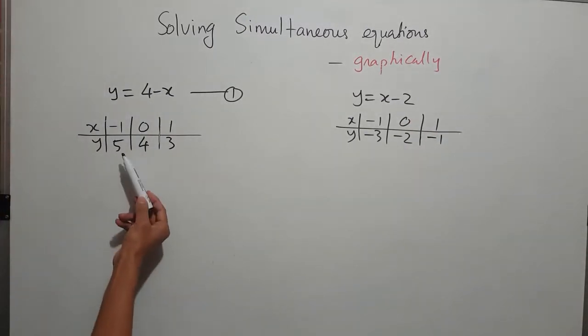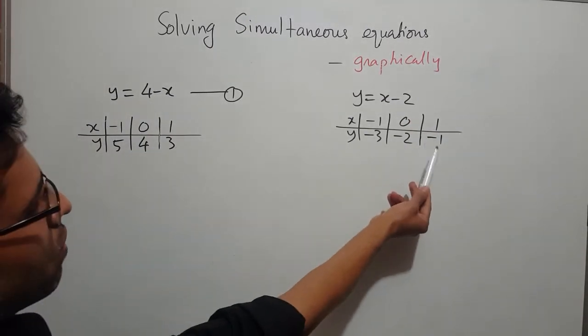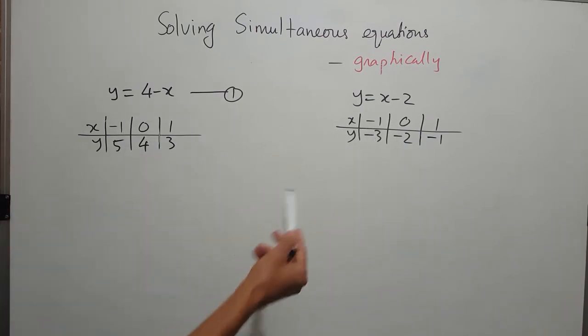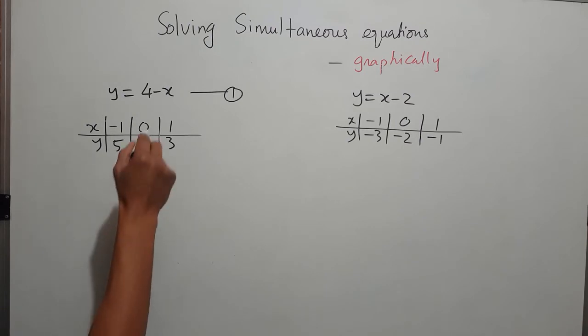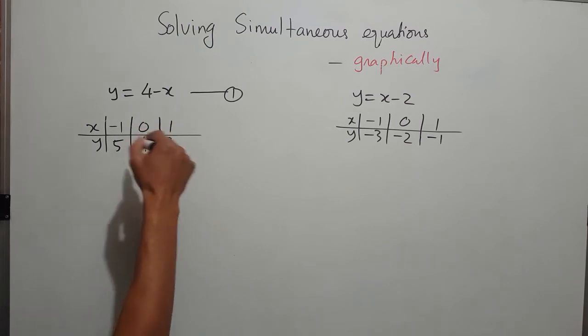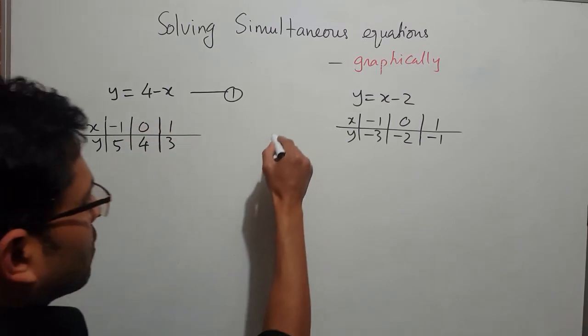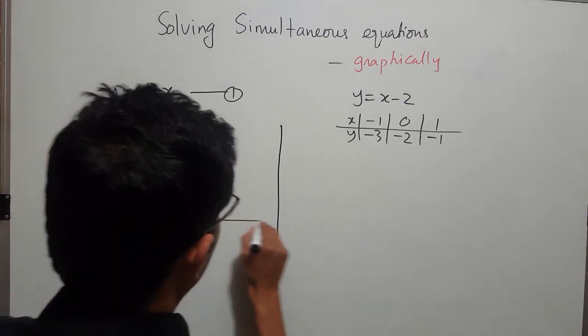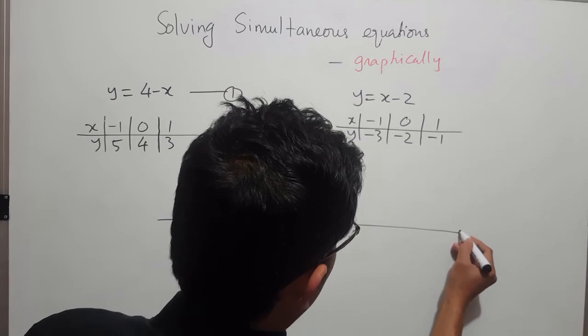But you can see now (1, 3), (1, -1), (0, -2), (0, 4), (-1, 5), (-1, -3): it's not matching. So you can't just get the solution from here directly. So in that case, definitely we have to go for a graph. We have to plot the graph.